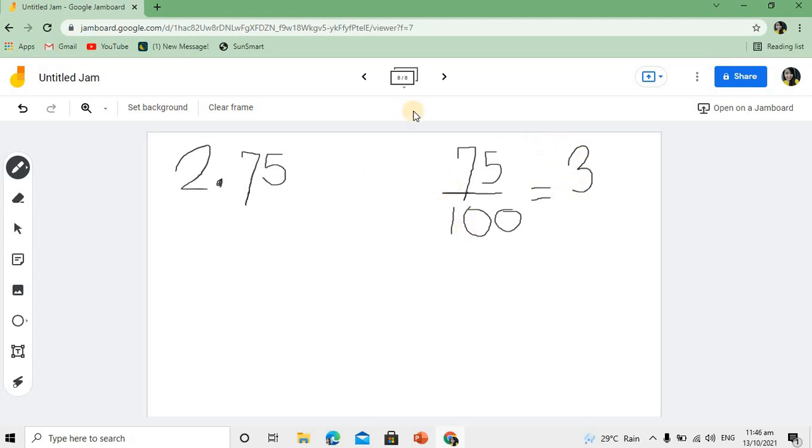Di-divide natin the numerator and the denominator by 25, diba? Kasi yun yung greatest common factor nila. So, 75 divided by 25 is 3, and 100 divided by 25 is 4. So, yan yung equivalent ng 0.75 sa fraction. Anong gagawin natin ngayon sa 2? So, ang gagawin lang natin, ikakabit lang natin siya mismo doon sa ating fraction. So, this will be 2 and 3/4.